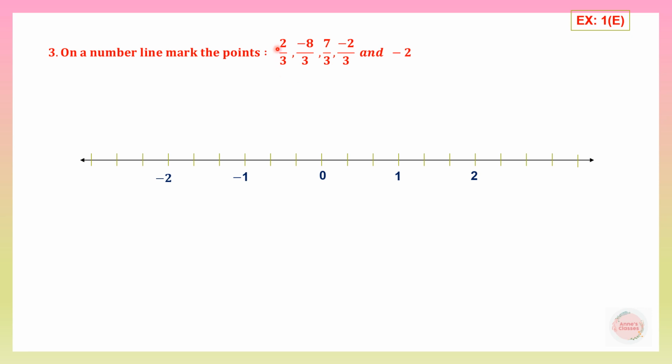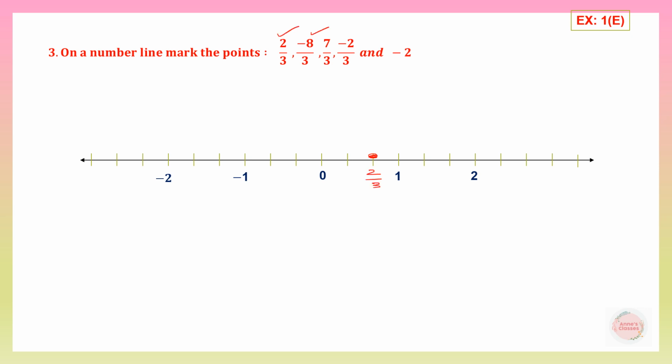So first one is 2 by 3. So it's a positive number. It's going to be on the right side of 0. So this is 1 by 3. This is 2 by 3. So let's mark that. So this is 2 by 3. The first one is over.